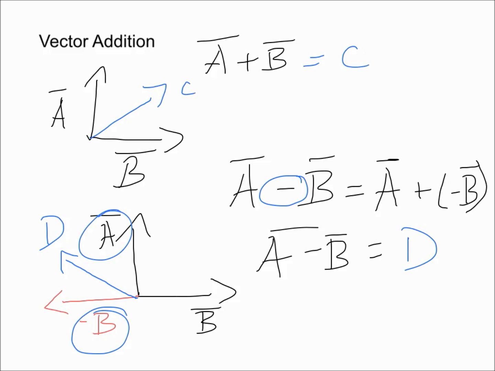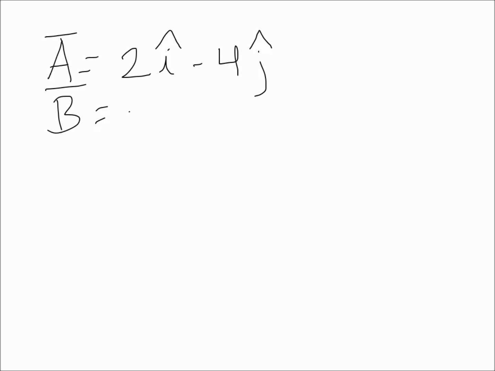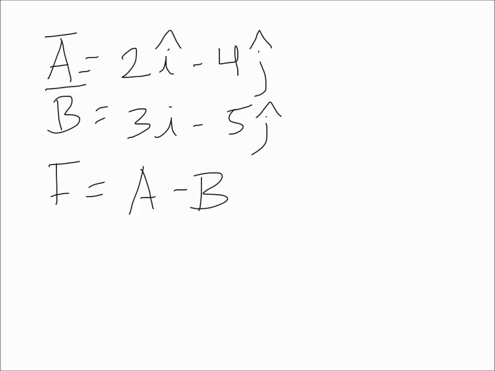And well, that is basically the concept of vector addition. When it comes to practice, it's similar to the dot product. And let's do some problems. So let's say we have a vector A that is 2i minus 4j, and a vector B that is 3i minus 5j. And we want to obtain a vector F that is equal to A minus B.